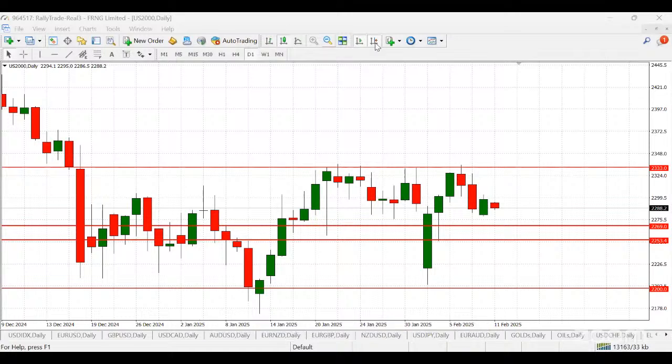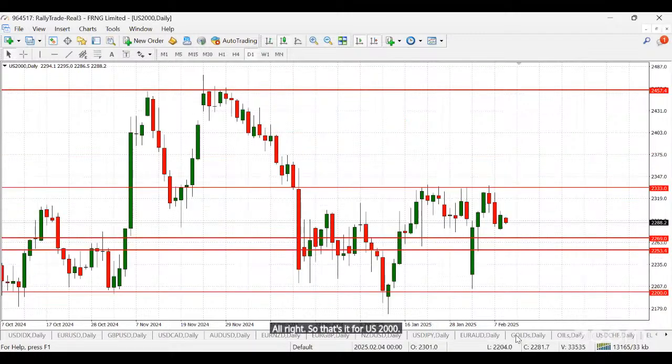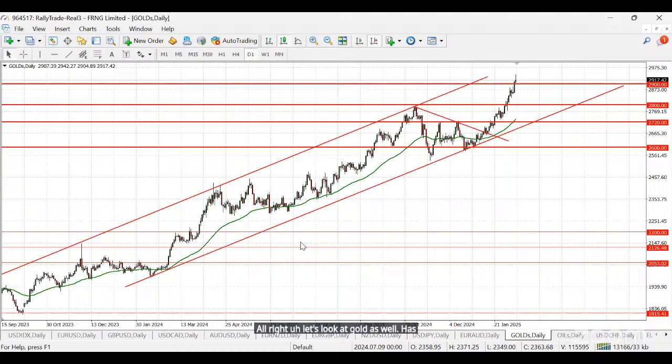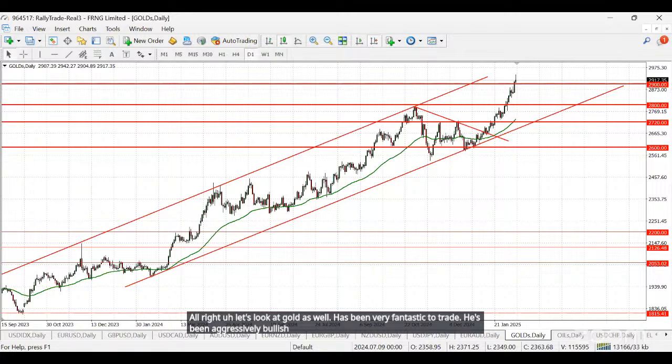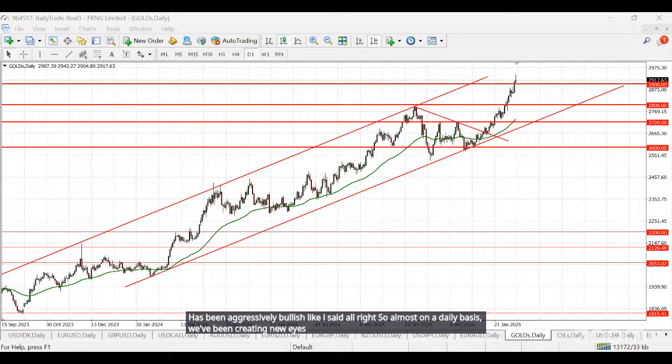All right. So that's it for US 2000. Let's look at gold as well. It has been very fantastic to trade. It's been aggressively bullish since the middle of December. Like I said, aggressively bullish. Almost on a daily basis, it's been creating new highs. So it has been quite interesting to trade.